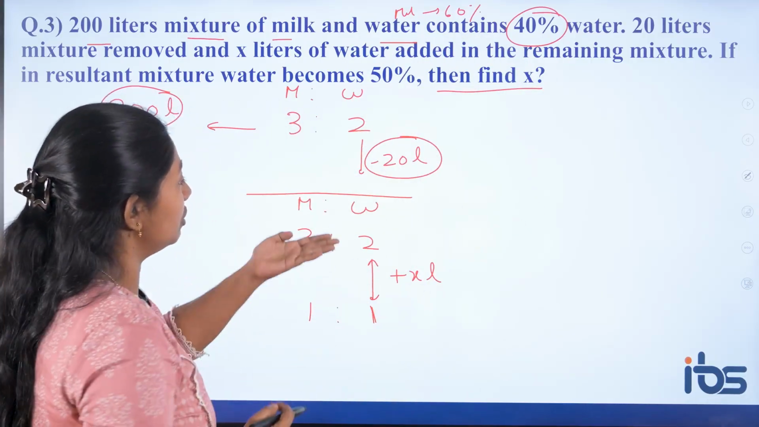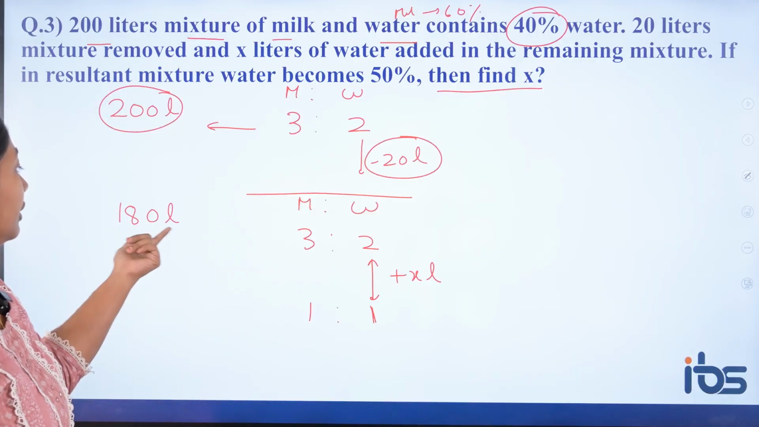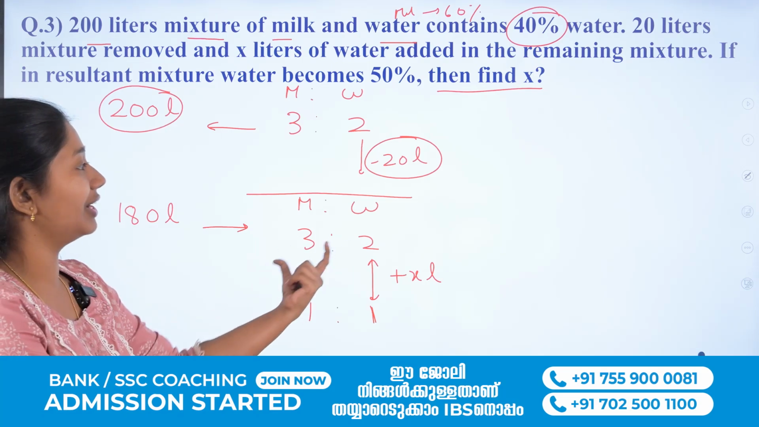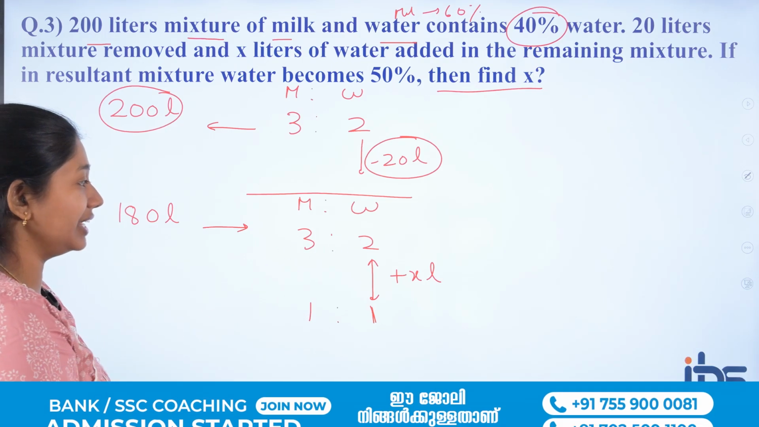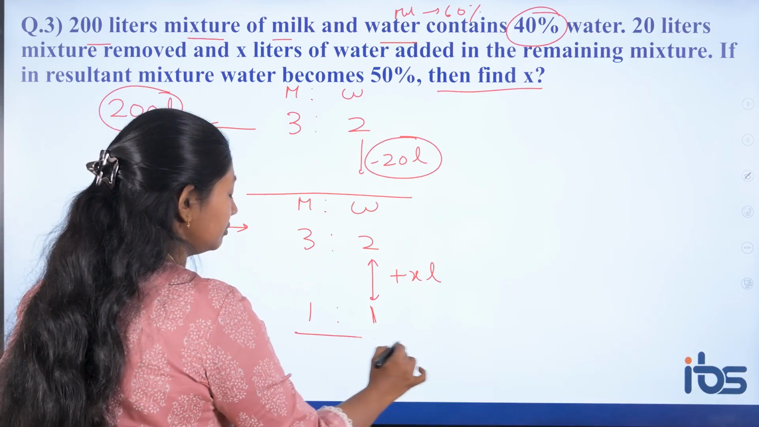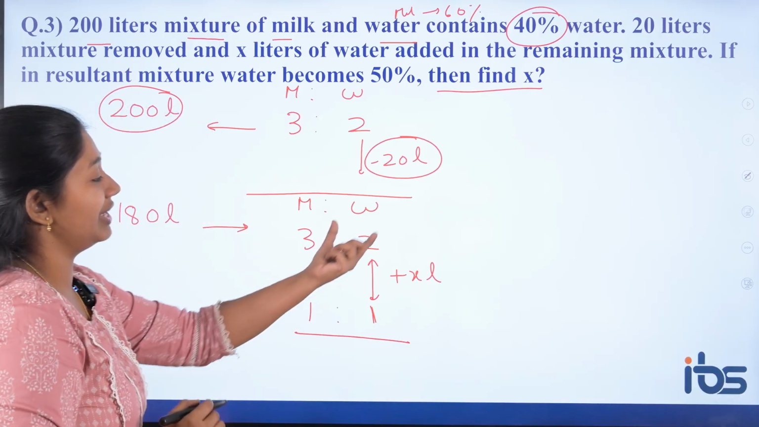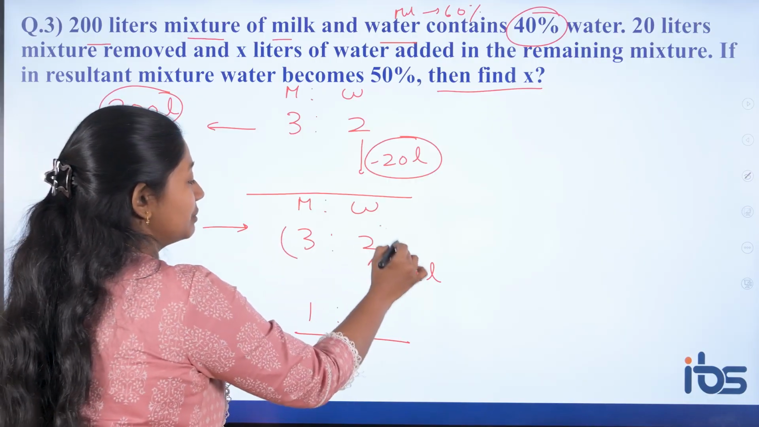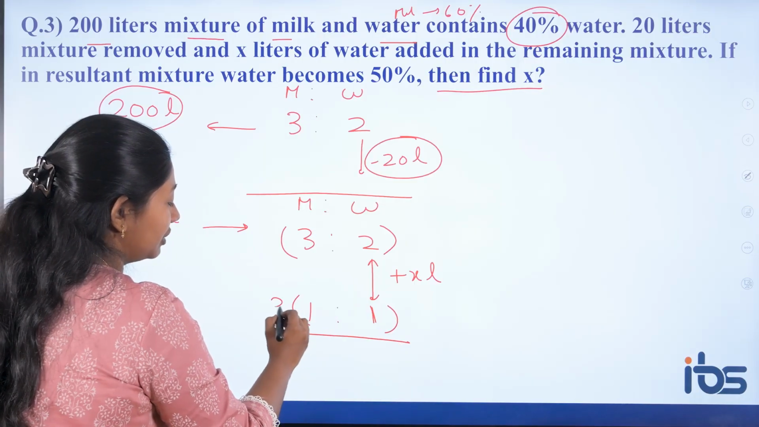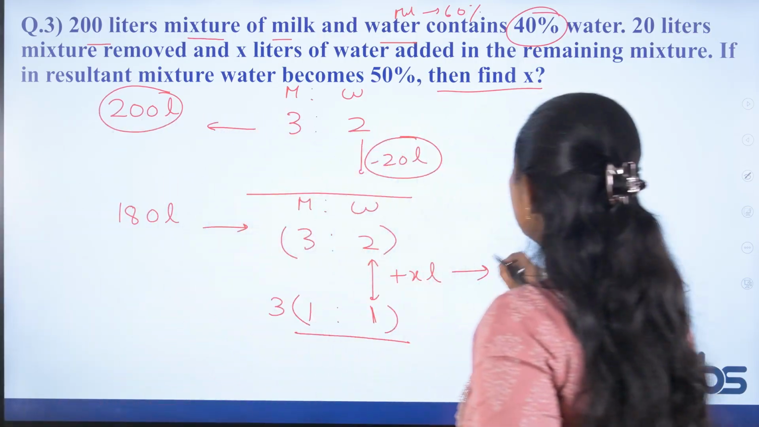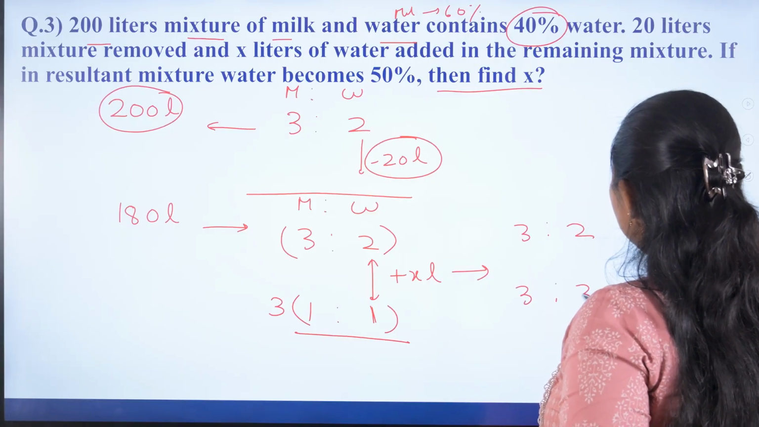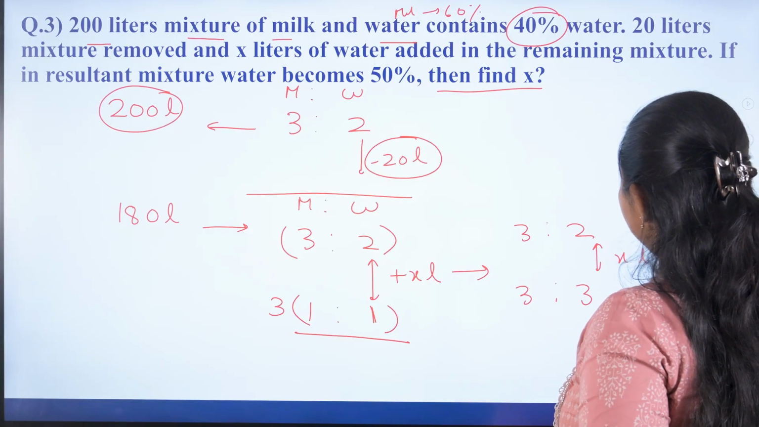So, how to do it? Already from here I have got, this is nothing but 180 liters. So, from this you can find out how much quantity you are adding. With that 1 unit you can find out how much is x. So, first of all, here we are adding water, you need to balance this part. Here milk is 3 units, here it is 1 unit. So, in order to make it 3, you have to multiply it by 3. Now, the new ratio becomes 3:2 and 3:3. Here you are adding x liters.